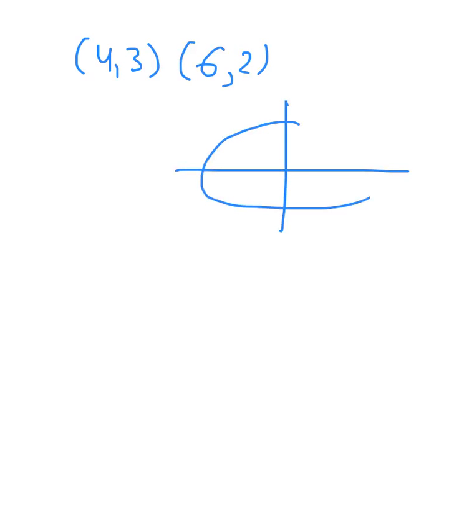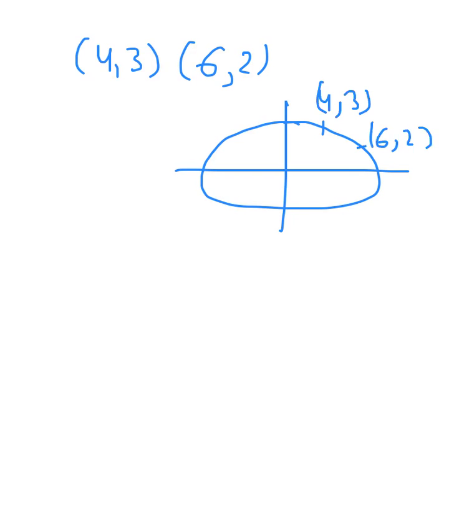This is only the introductory part I'll do. Find the equation of the ellipse with center at origin and major axis along the x-axis. The ellipse is passing through the points (4, 3) and (6, 2). Try to see, major axis is the x-axis and the ellipse is passing through these two points: one is (4, 3), the other is (6, 2).